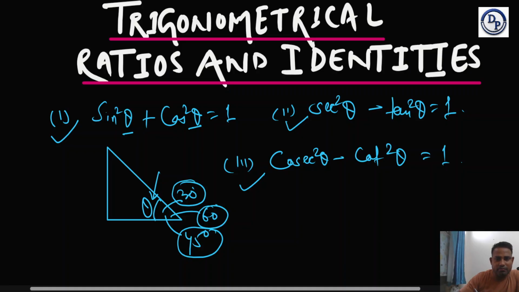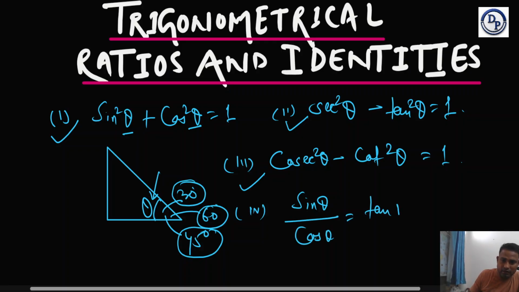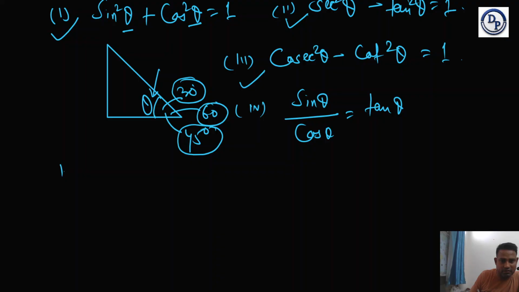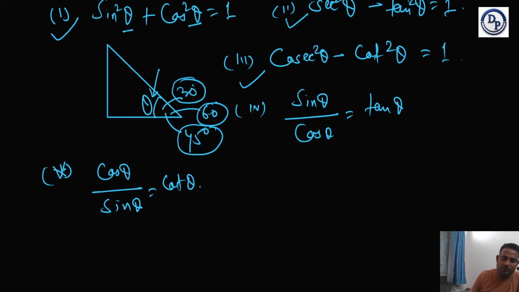This is sin square theta plus cos square theta equals to 1, sec square theta minus tan square theta equals to 1, and the third one, cosec square theta minus cot square theta equals to 1. And the fourth we can say is sin theta by cos theta equals to tan theta. And our fifth identity would be cos theta by sin theta equals to cot theta. We know about it as well.